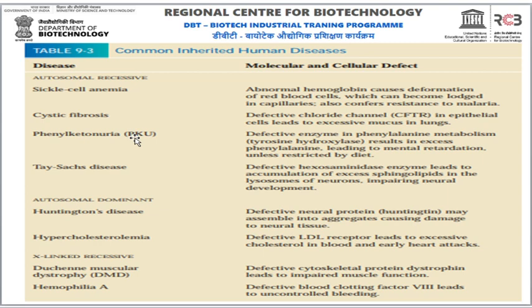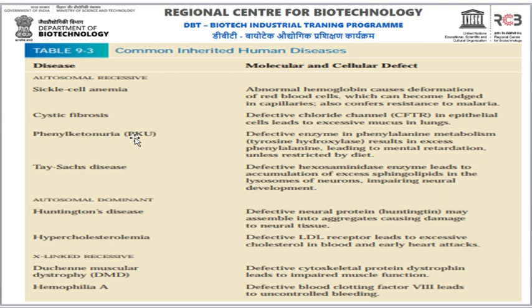Next, autosomal dominant disease patterns include Huntington disease, where there is a defective neural protein called huntingtin, which starts to assemble into aggregates, ultimately leading to damage in the neural tissue. Next, in hypercholesterolemia, there is a defective LDL receptor, which leads to excessive cholesterol in your blood, ultimately leading to early heart attack.